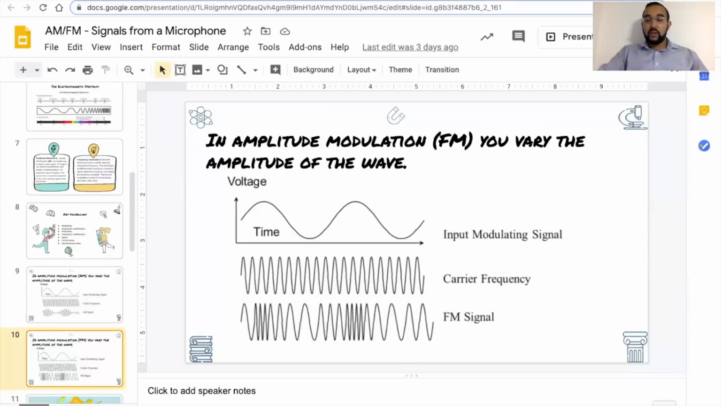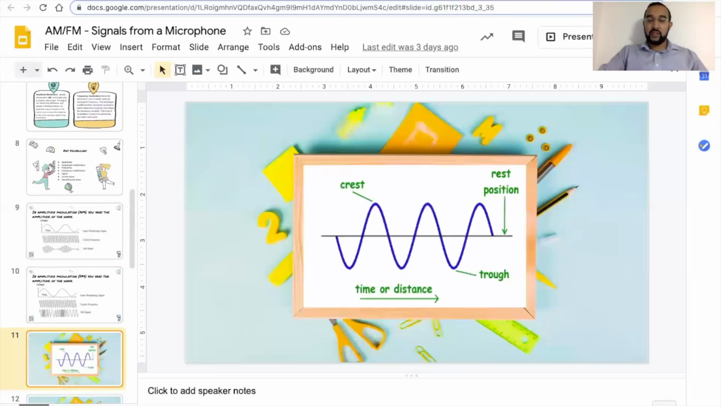Students will look at these images and we'll have a class discussion as you're presenting this information. Other information you're presenting in this PowerPoint is about wavelength. You know, what is the resting position? What is the time or distance? What is the crest?